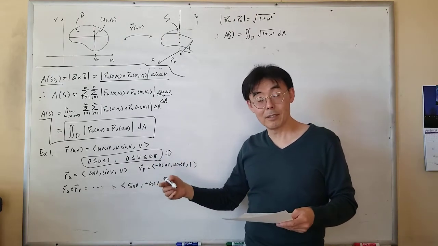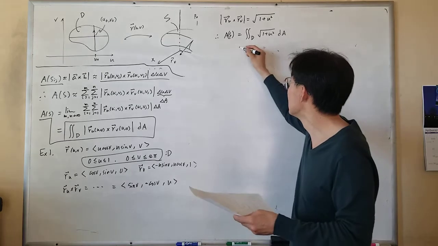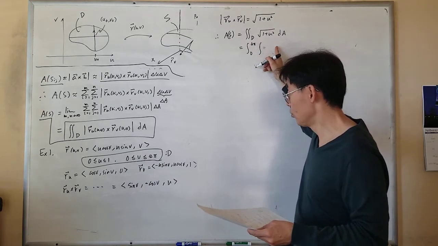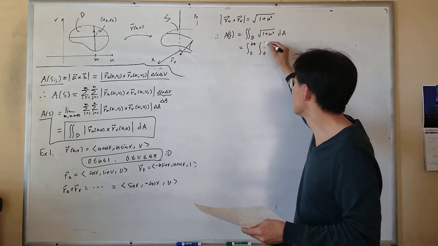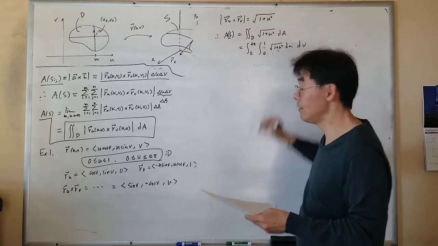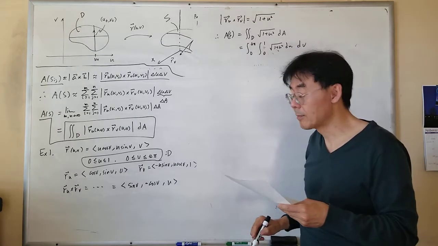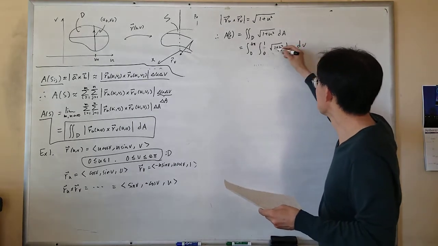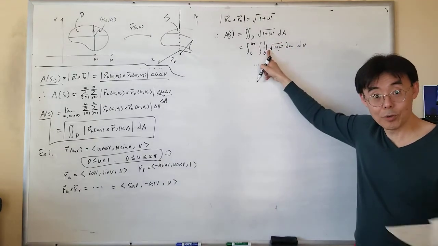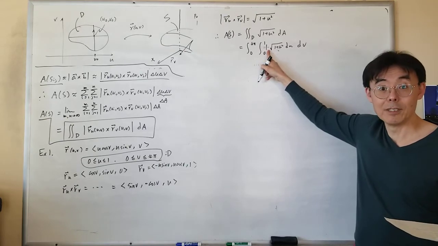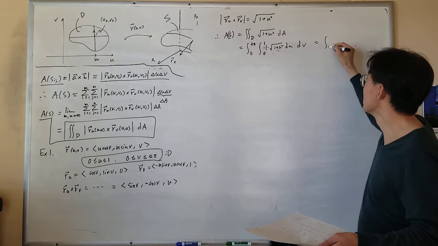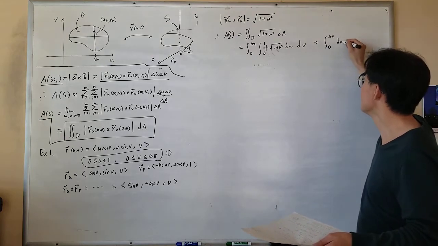So your domain of the double integral is a rectangle, so you can write it as an iterated integral. V runs from 0 to 4 pi. U runs from 0 to 1, du and dv. All right? Now, you can consider that the constant 1 is your function of v. It's a separable function, so you can separate 1 dv.